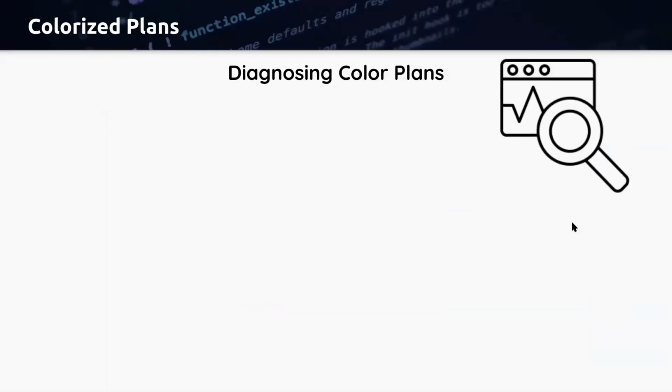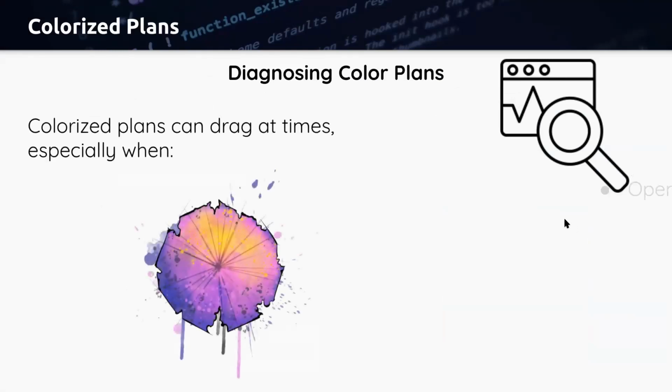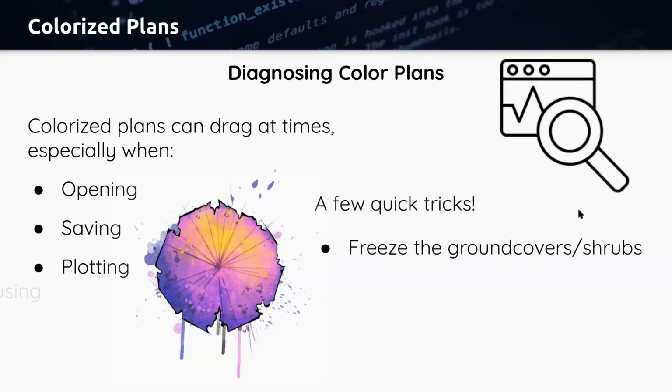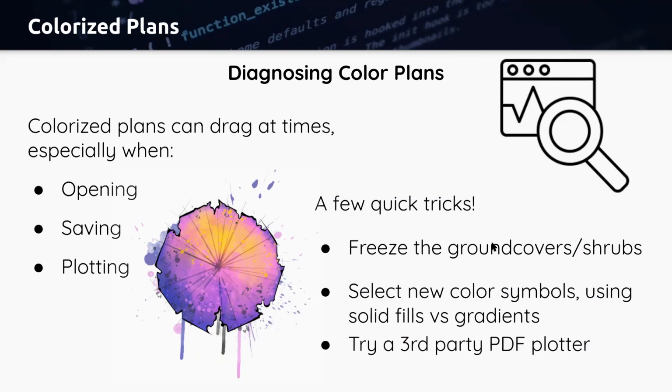All right, so diagnosing colorized plans. Color adds some drag, especially when you're opening, saving, or plotting the file, just because of the additional content that color adds. You're no longer working with just an outline. You've got a lot of fill, and when you're working with something like a gradient, you've got a lot of different levels of fill. So if you have quick things you can do to speed that up, freeze your ground covers, select new symbols that aren't gradients, that'll help.